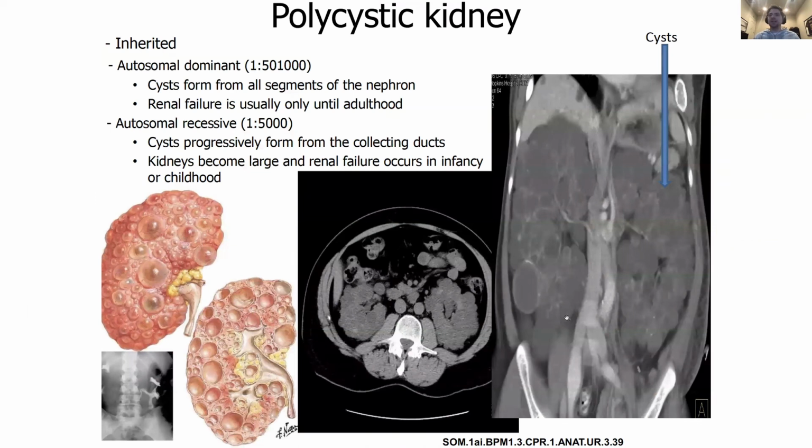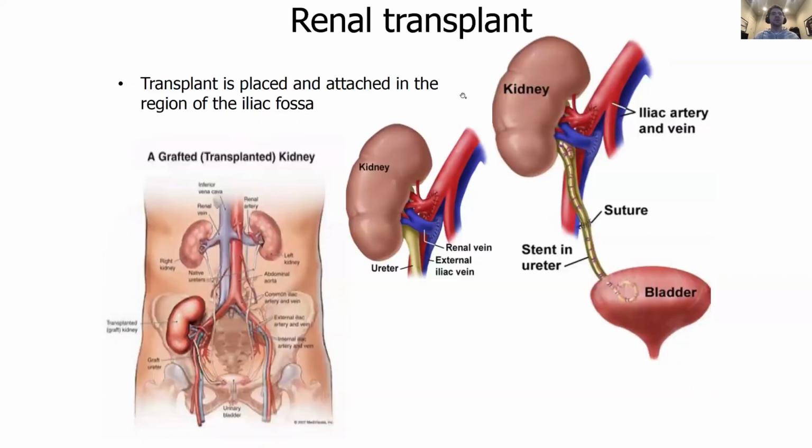PKD, so these patients end up having really large kidneys and they eventually get renal failure and require a transplant. There's an autosomal dominant form and an autosomal recessive form. The dominant form usually presents in young adulthood. So this is actually how they do the transplant these days. This is how they did it for me.